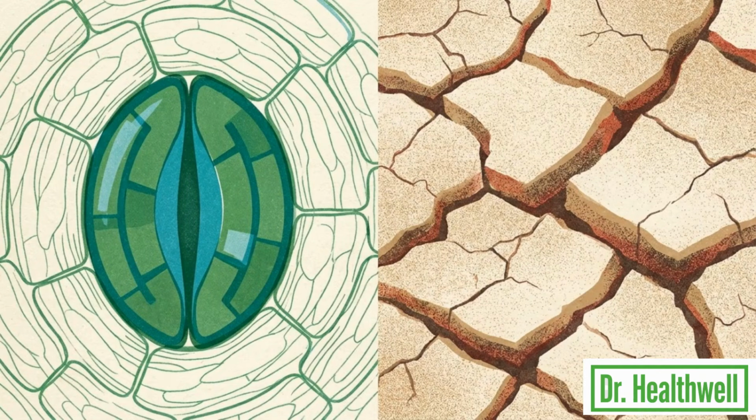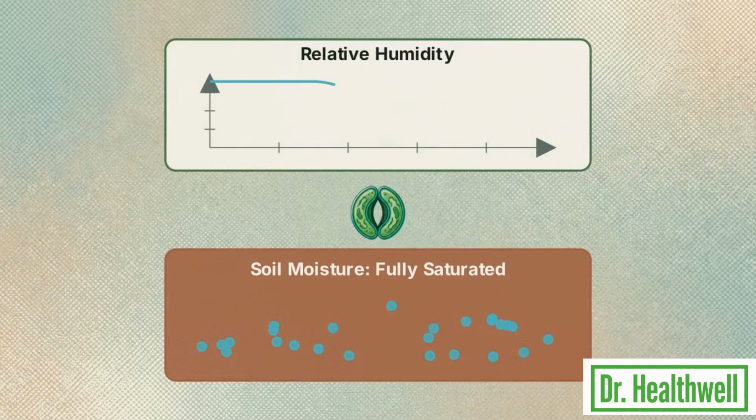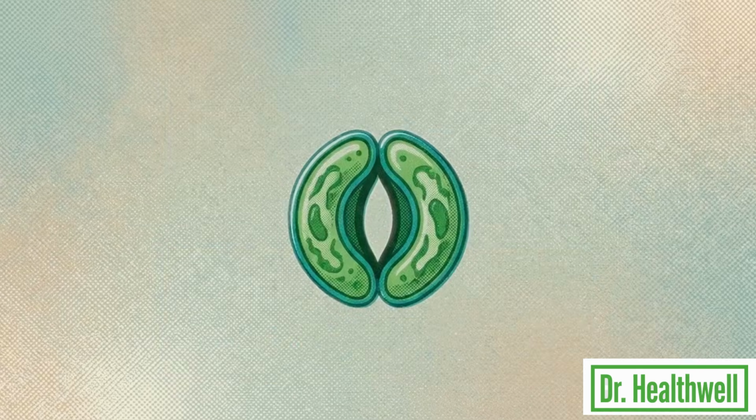Long-standing agricultural theory suggested these pores close because the roots ran out of moisture in the soil. Recent experiments using specialized gas mixtures proved that assumption wrong. Stomata actually react directly to drops in ambient relative humidity, completely independent of how much water is available in the dirt. When the humidity plummets, it triggers a panic response.